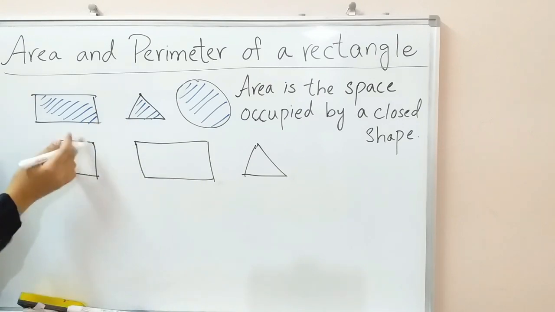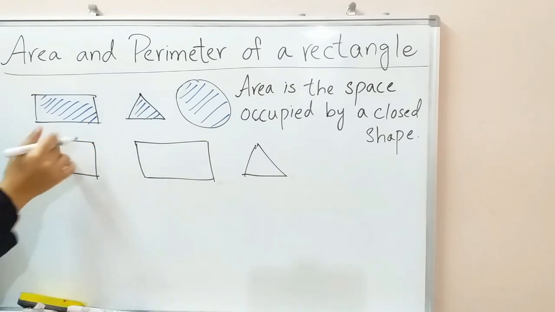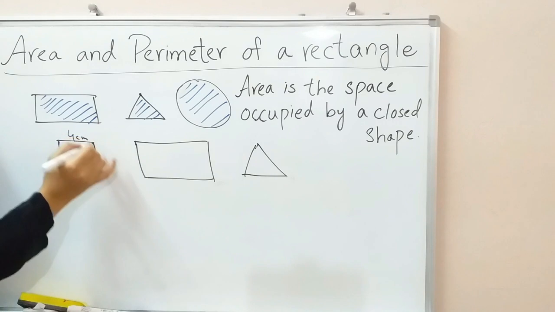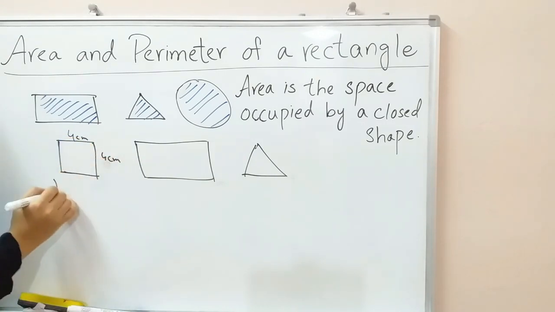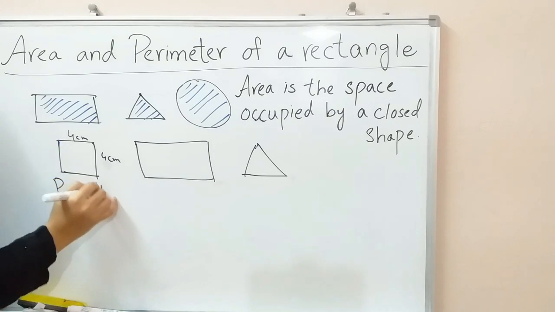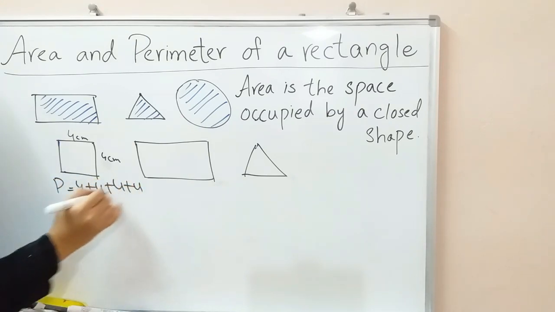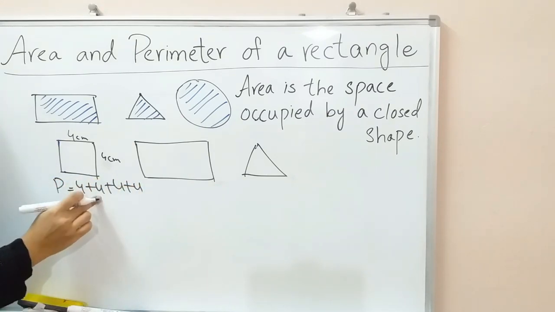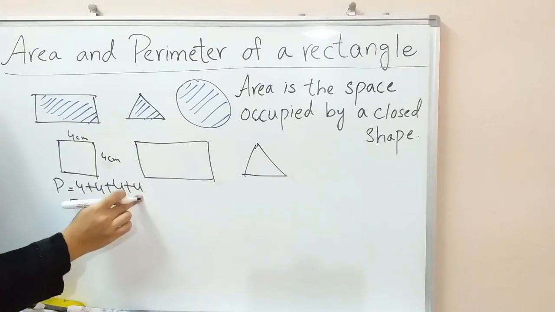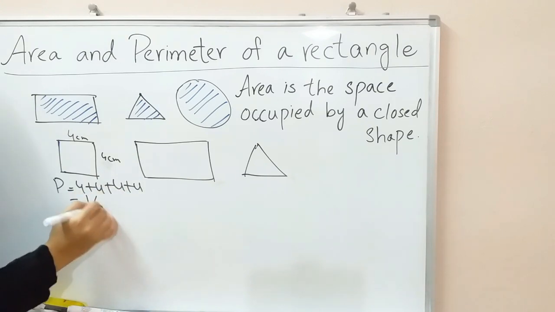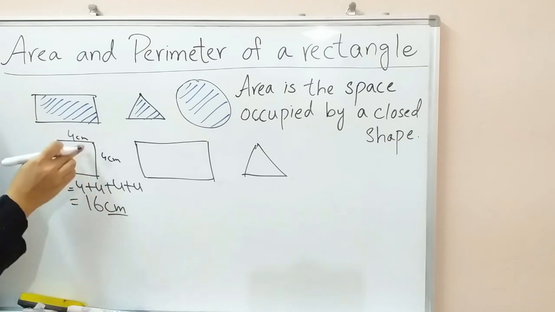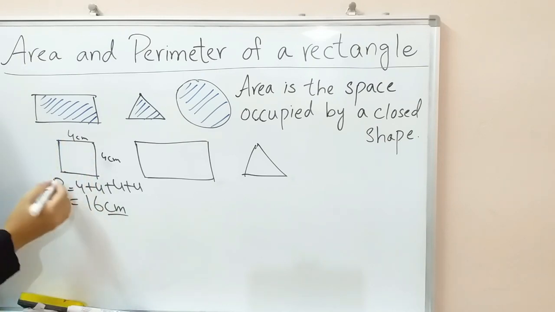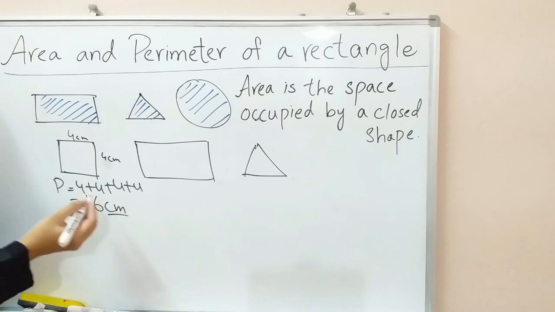For example, if you have this square and all its lengths are 4 centimeters, what will be its perimeter? Its perimeter will be 4 plus 4 plus 4 plus 4, and it will be 4 plus 4 is 8, 8 plus 4 is 12, 12 plus 4 is 16 centimeters. The unit we will use will be the unit of the shape, because the perimeter is also a length.